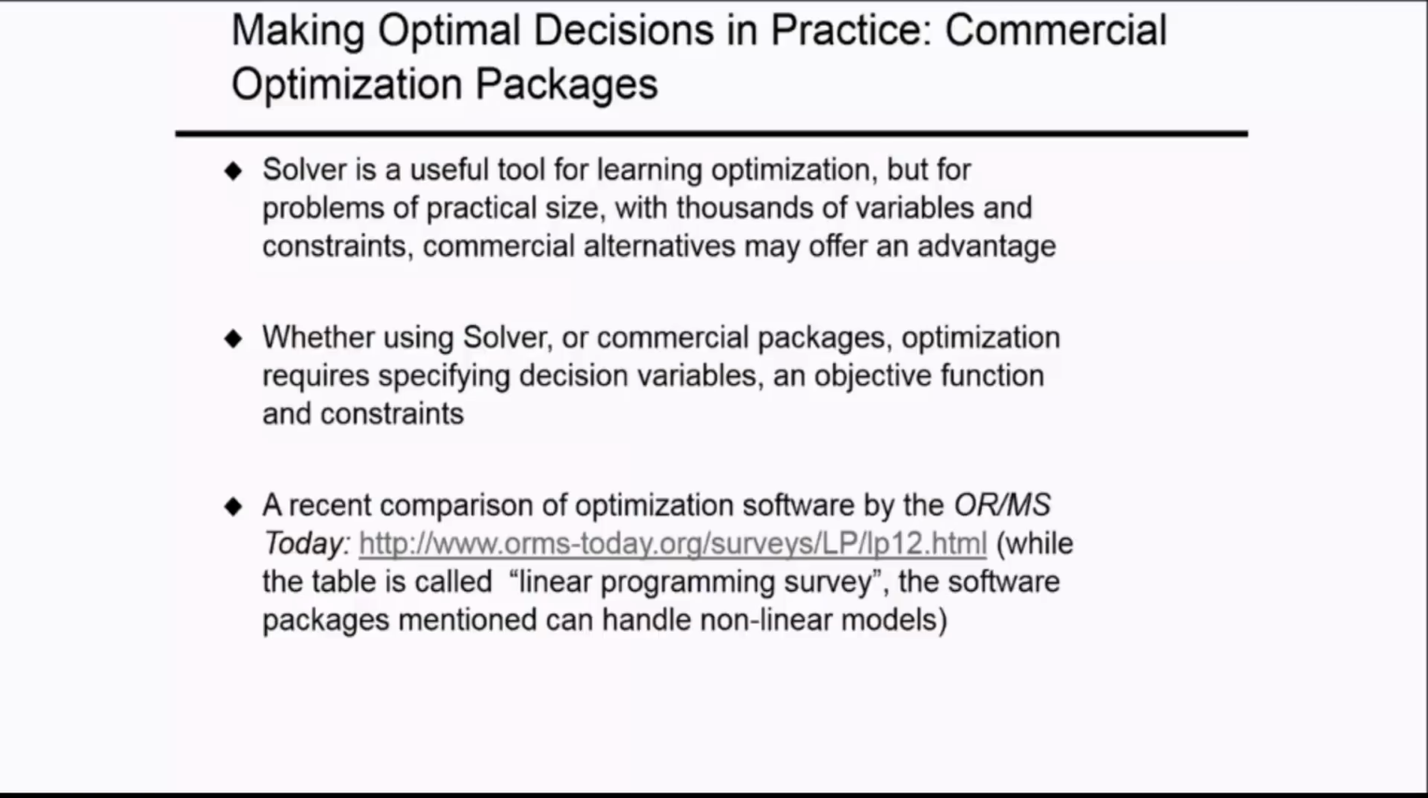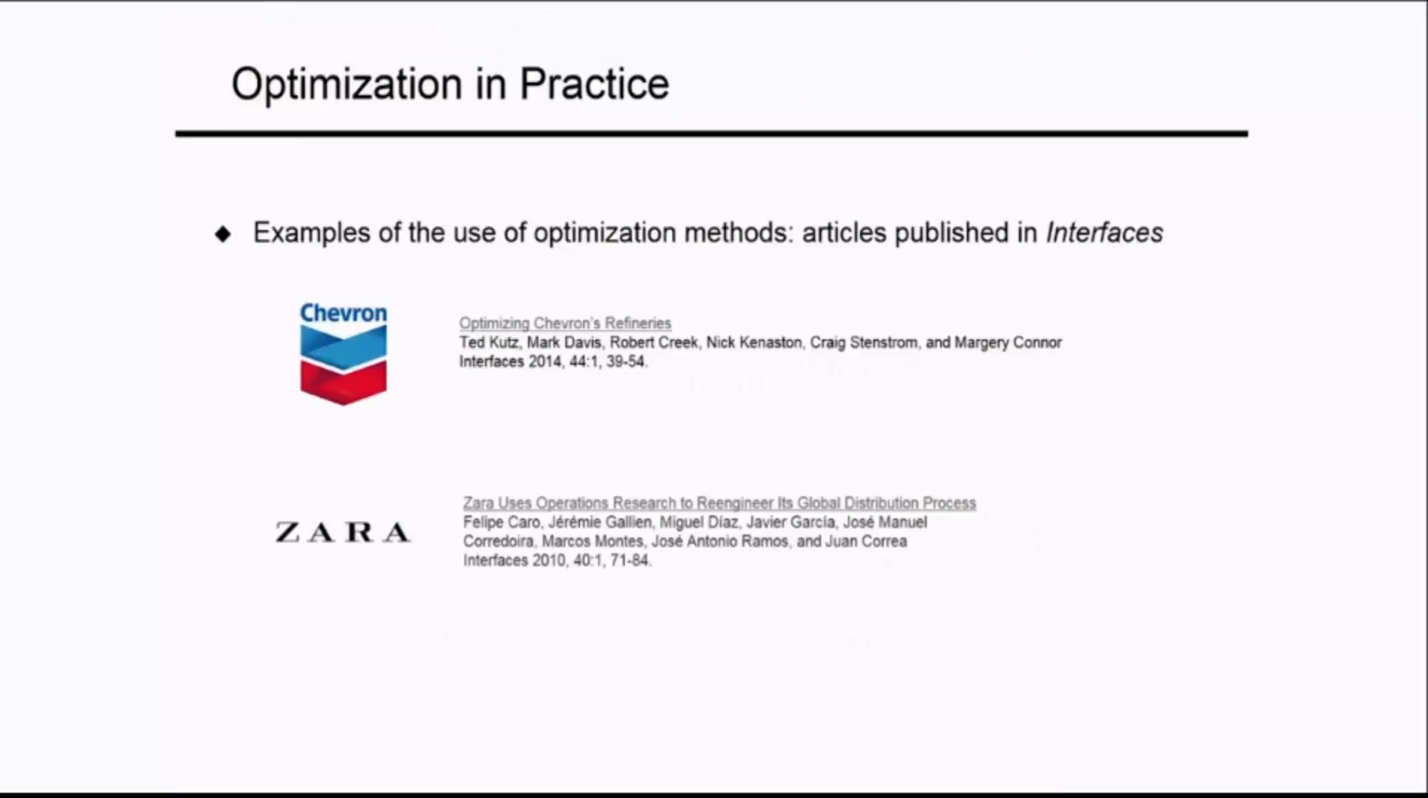A journal called Interfaces publishes articles on actual business applications of analytical techniques. Interfaces articles are a great source of practical knowledge on how to identify analytical opportunities, how to build models, and how to implement them. We have picked two examples. The first article is about optimization of profits at Chevron, one of the world's largest integrated energy companies. The second is about applying analytical tools, including optimization, at one of the world's leading fashion retailers, Zara.